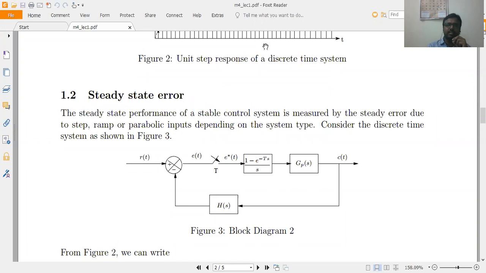And this particular steady state error is also carried out through the input functions such as step function, ramp function, parabolic function, and whatever input functions are given to the system.